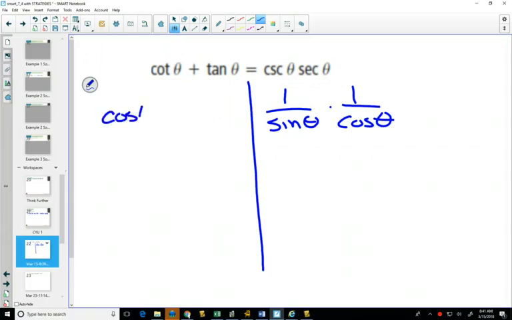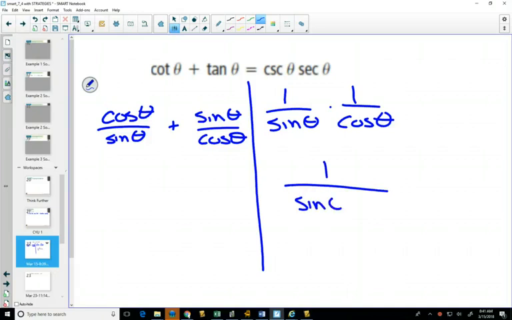it's going to probably be the fastest method to change cotangent to cos over sine and tangent to sine theta over cos theta. Now my right-hand side is already a single fraction. It's 1 over sine theta times cos theta. Well, technically it was two fractions multiplied together, but it was pretty easy to multiply them. So that means on the right-hand side, I want to get the left-hand side also as a single fraction.